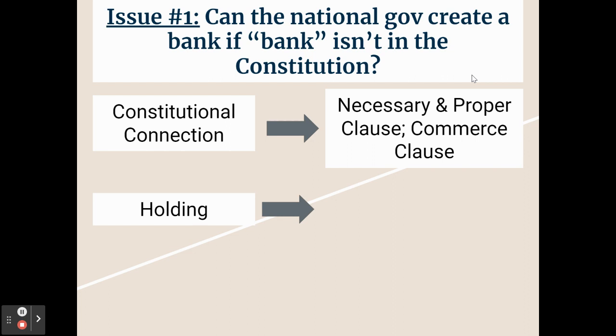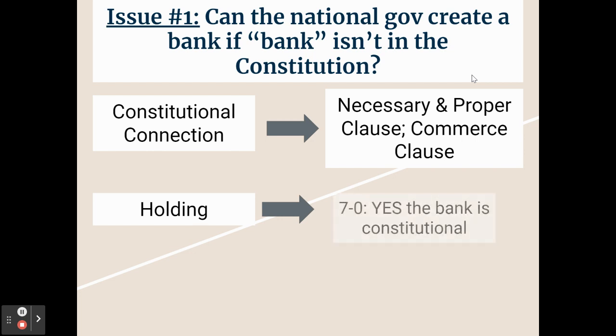But the argument they're making is the necessary and proper clause, which we talked about, allows them to do things that are not listed in the Constitution as long as what they want to do can be linked up or connected to something that is listed. So in this particular case, they're linking up a bank to commerce, which is in the Constitution. Remember, we talked about commerce as a synonym for economy. It's very generic. So the argument that the federal government's making is that a bank will help them regulate commerce. So therefore, it should be allowed.